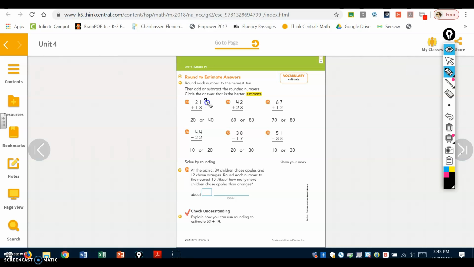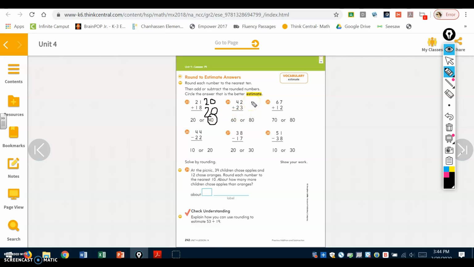But I know that this number gets round down to 20. It's closer to 20 than it is to 30. Then if I look at 18, am I going to round down to 10 or up to 20? What is it closer to on a number line? I know I'm going to round up to 20. So if I'm rounding here, 20 plus 20 is 40. Let's do one more together here.